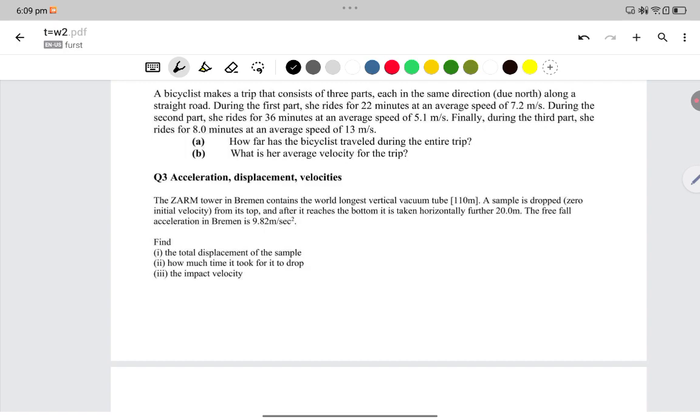Okay, so what's the distance? The distance would be 130, because it's 110 plus 20. Right, but we're looking for the displacement, which is the difference between the original position and its new position. And this is a simple Pythagorean theorem, square root of 110 squared plus 20 squared. And that's about 112. Okay.